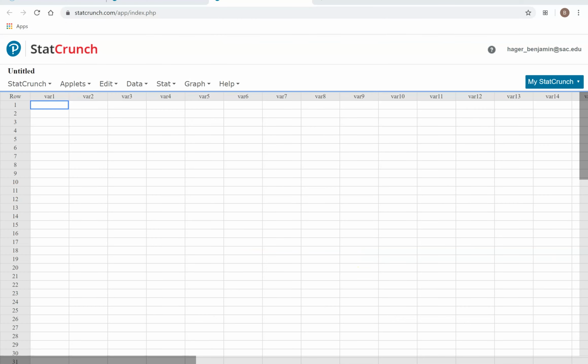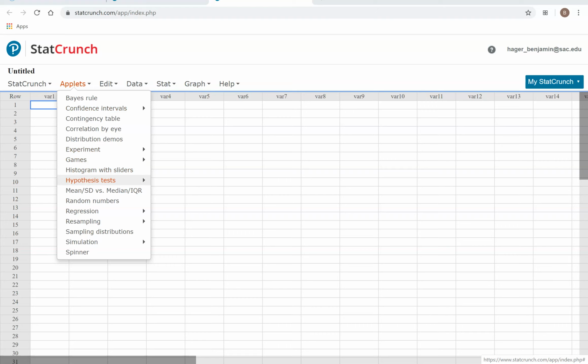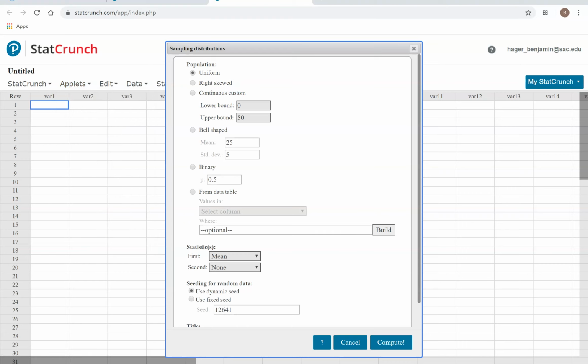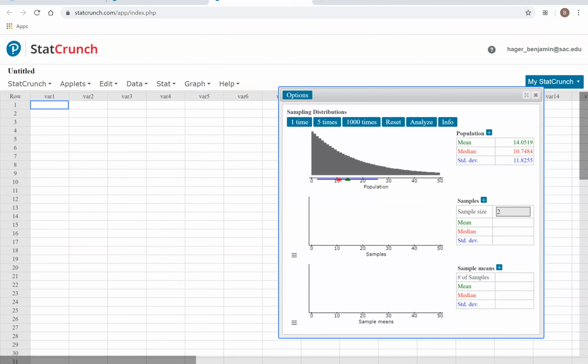Okay, I want to hop on StatCrunch, and they've got a cool little way to visualize this. So I'm looking under applets. The applets, by the way, are little pre-programmed things you can do. Like they've got little games, you could run little experiments. They've got a random number generator, and they've got a spinner for doing probability things. Anyways, they've got this thing on sampling distributions, and let's not worry about what all this is. Let me just pick something right skewed, find the mean.